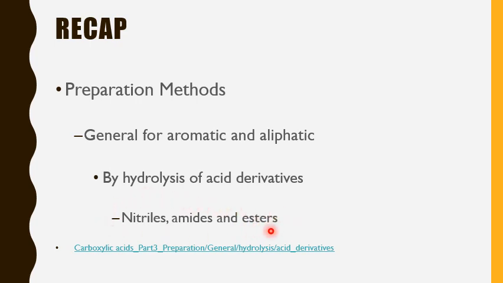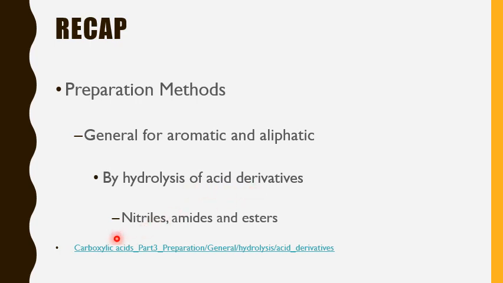So all these functional groups are basically called acid derivatives, and therefore the hydrolysis of these acid derivatives will give us the carboxylic acid, whether it is an aromatic carboxylic acid or an aliphatic carboxylic acid. That's why it is the most general method. Of course, there are many other methods for the preparation of aromatic and aliphatic acids, but as per our syllabus we are seeing specially the hydrolysis of acid derivatives.